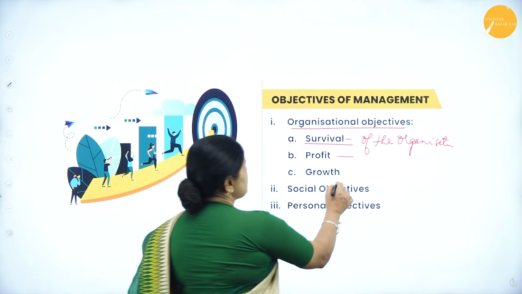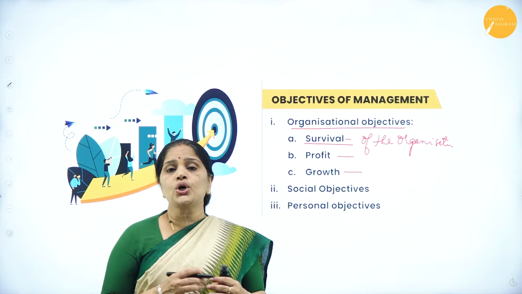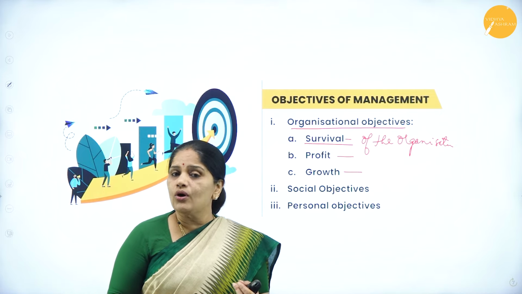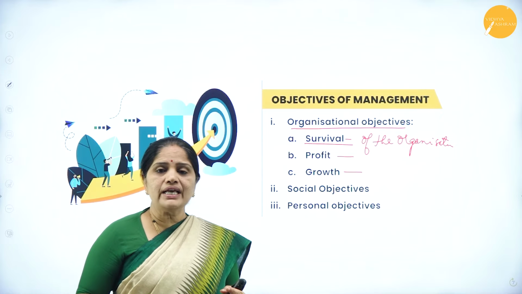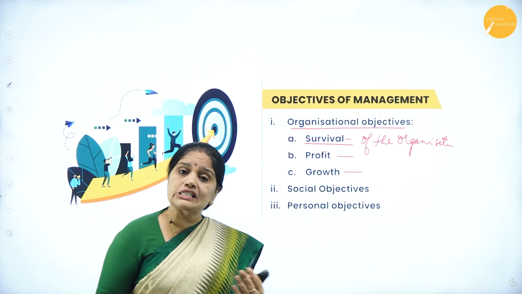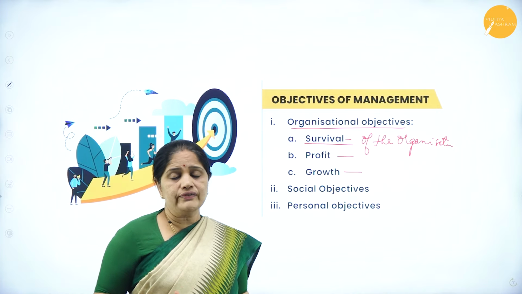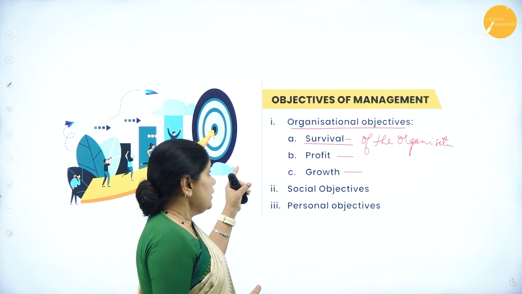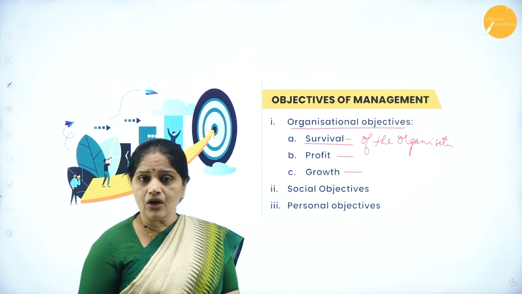Then the third one is growth of the organization. Any organization should grow. How do we know that there is growth in the organization? When you recruit more employees and when you have 3 or 4 more branches, only then we say that there is growth. If you are able to have 2 or 3 more branches of your organization all over the city or all over the nation, then we say that there is growth in the organization. So survival, profit and growth: these are the 3 organizational objectives.